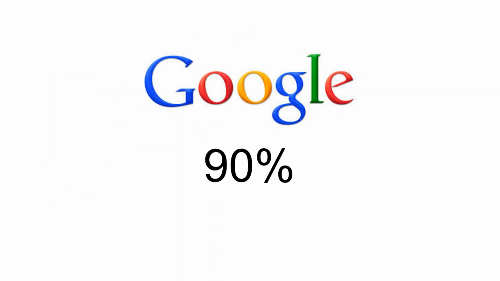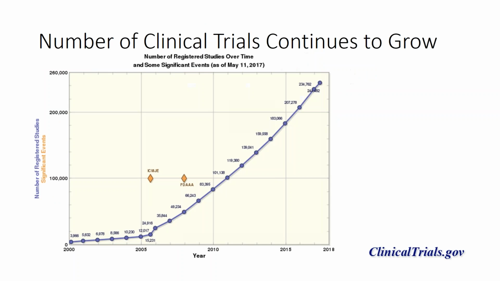Google estimates that 90% of the data in the world has been created in the last couple of years. And this information is no different when it comes to clinical trials. The number of clinical trials continues to grow. You can see from this chart in 2007, there were about 36,000 clinical trials, whereas today in 2017, there are about 244,000 trials, which is over 6 times the amount of what there was just 10 years ago. It's a huge jump.